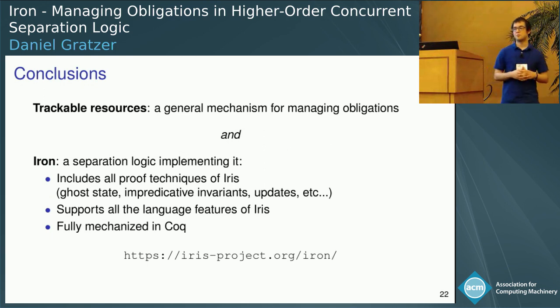So, wrapping up, we presented trackable resources, which is this idea for managing obligations using these fractions to make sure you can explicitly tell when things have been dropped. And we've shown that this idea can scale reasonably well using Iron, which allows us to formalize interesting examples and mechanize them. And some of them we can even do without having to pay explicit reference to the fractions. Everything can be found online at this URL. So thank you.